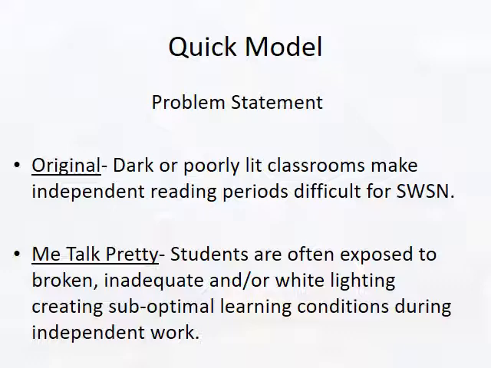So let's do a quick model here, and if you remember correctly, our model research example, I guess I called it a couple of slides ago, with the lighting and stuff like that. So that's kind of where I'm taking this from. If you look at the original problem statement, the one I had originally written in the early stages: dark or poorly lit classrooms make independent reading periods difficult for students with special needs, SWSN. That was my original piece.